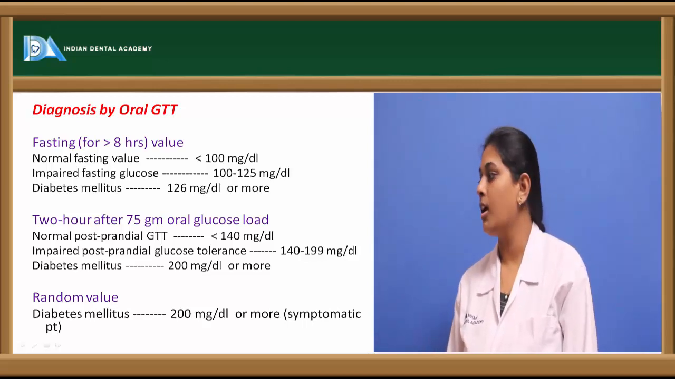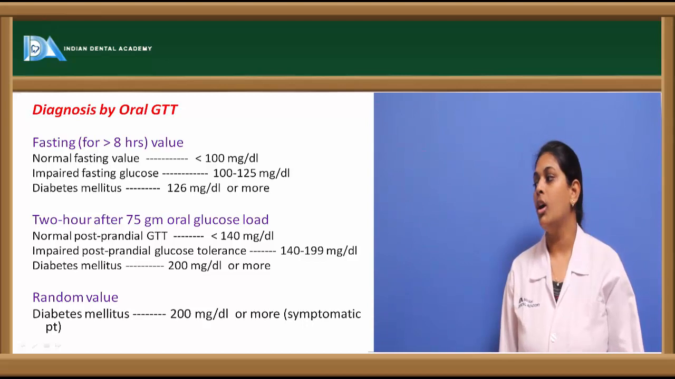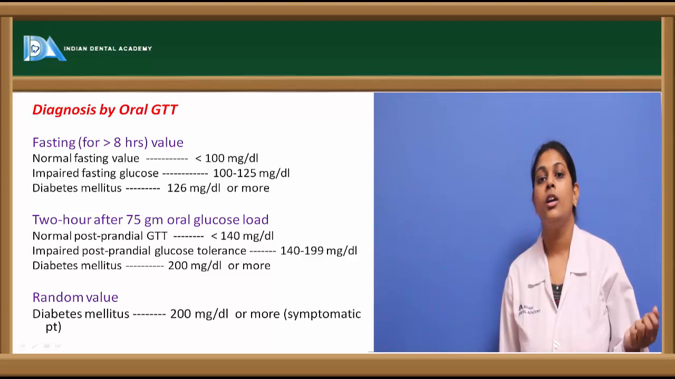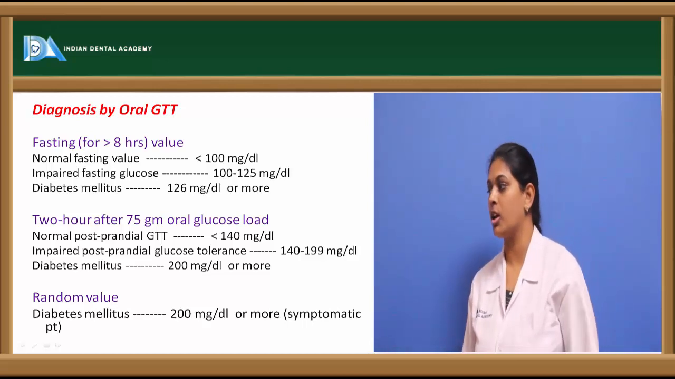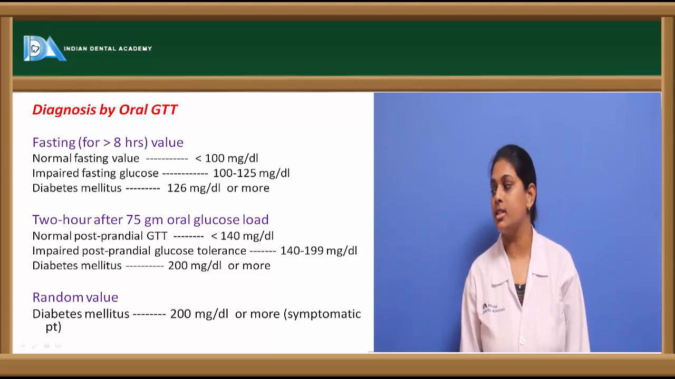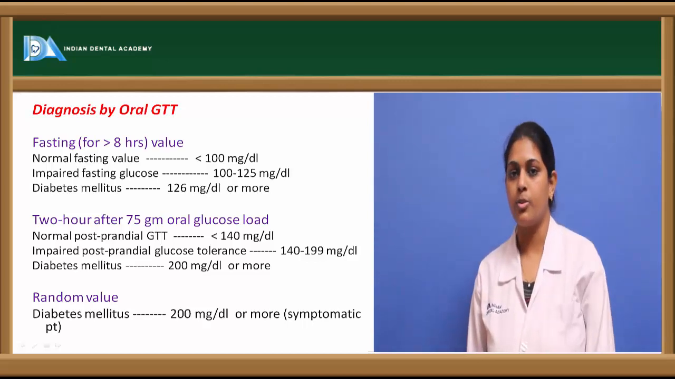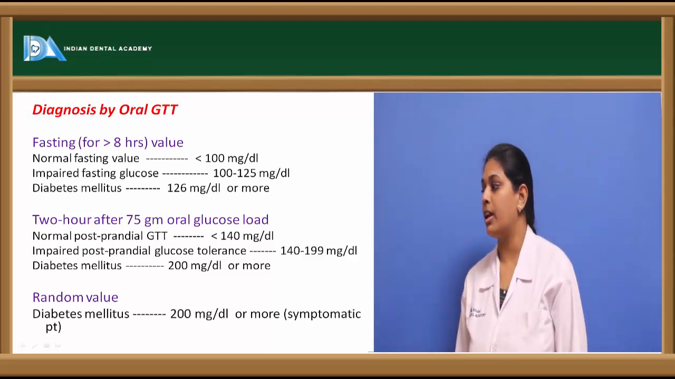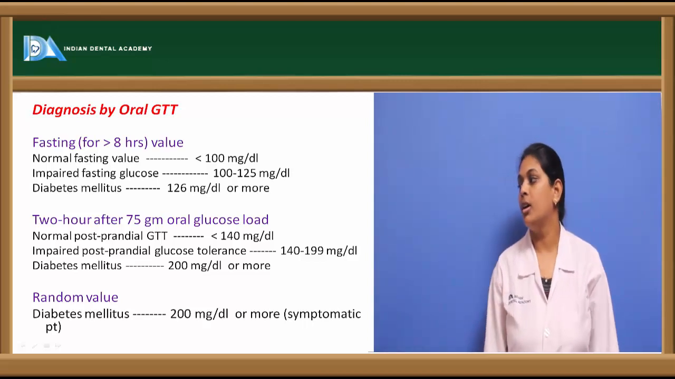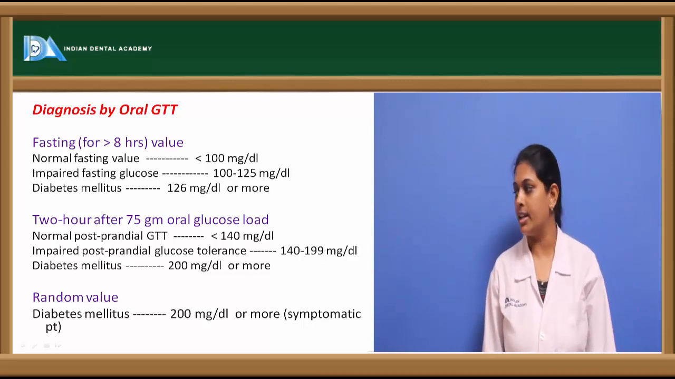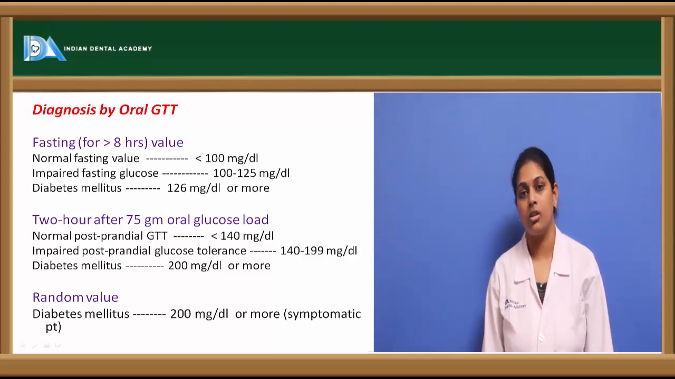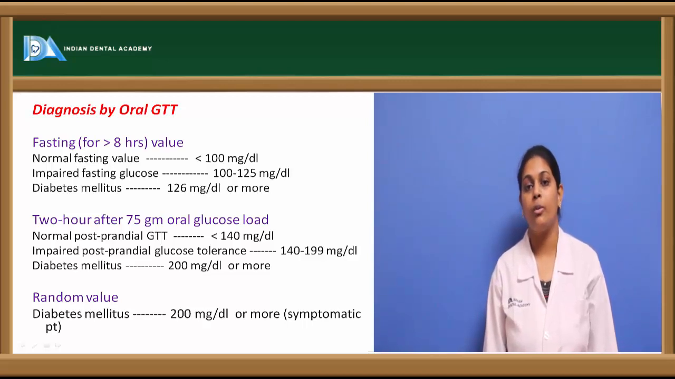Two hours after the given oral glucose load, it is known as the postprandial glucose tolerance test because the patient has been given glucose. It is said to be normal if the blood glucose level is less than 140 mg/dl. If the level is 140 to 199 mg/dl, it is known as impaired glucose tolerance. If the patient shows levels of 200 or more, the patient is diabetic.